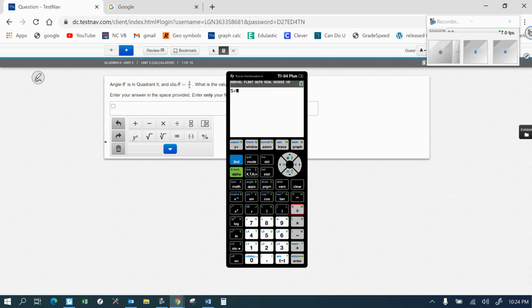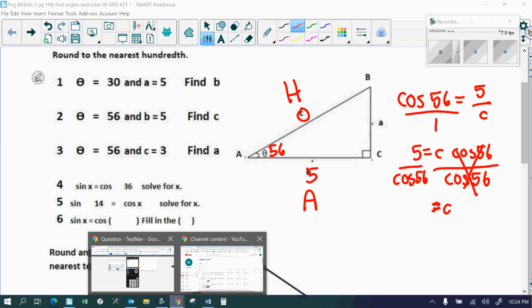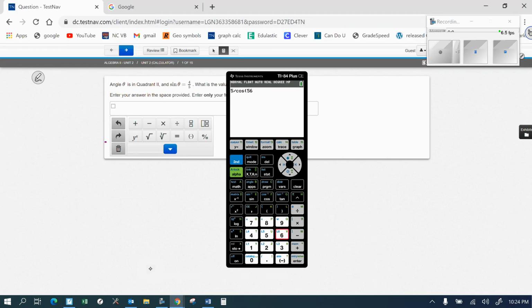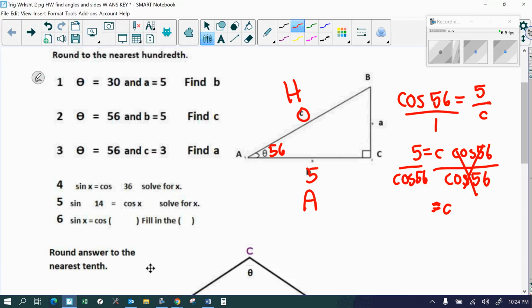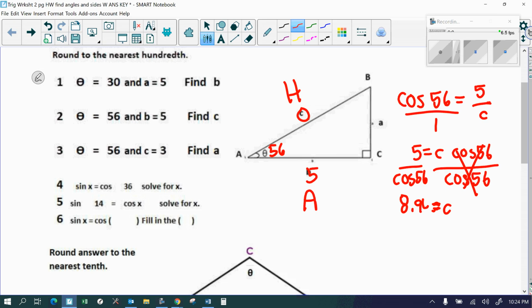5 divided by cosine of 56. Pretty sure that was it. Let's check it. 5 divided by cosine 56. Yes. Always double check. Hit enter. 8.9 is that answer. Okay. So C is approximately 8.9. We're going to the nearest tenth, wasn't it? Oh, no, hundredth. So we're going to check it again. That's why I've got to read those directions again. 8.94. And if there's units on it, I'd put units.